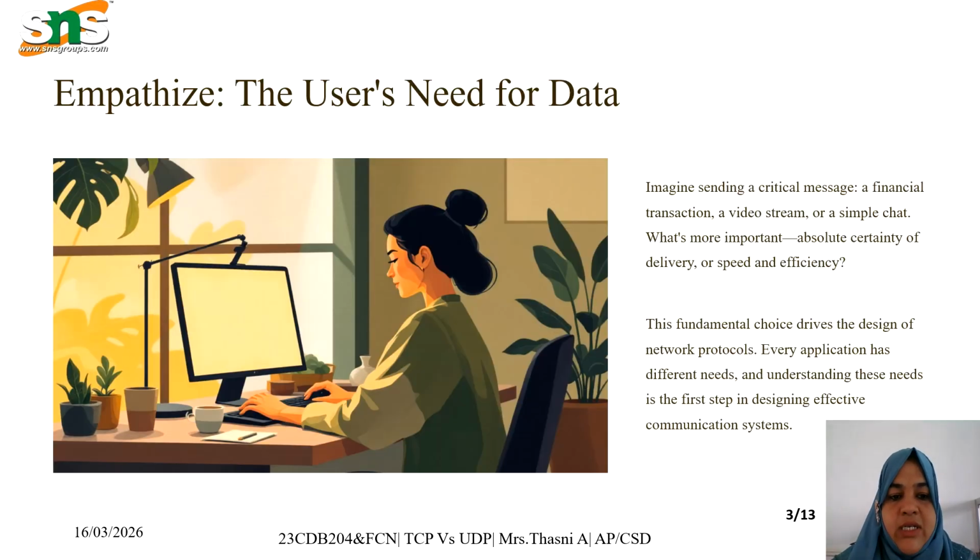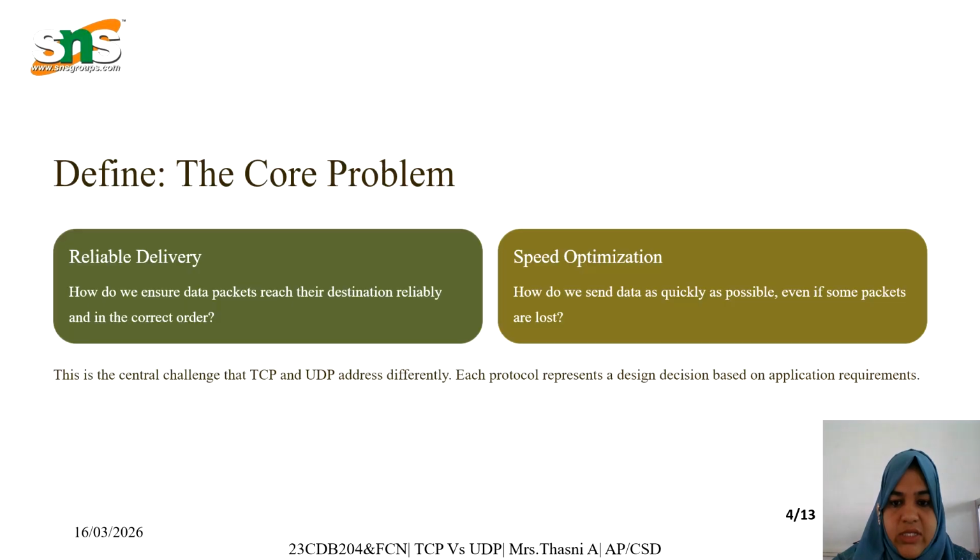The first stage is empathizing with users' need for data. Imagine sending a critical message, which is a financial transaction, or a video stream, or a simple chat. What's more important? Here, is it absolute certainty of delivery, or speed and efficiency? This fundamental choice drives the design of network protocols. Every application has different needs, and understanding the needs is the first step in designing effective communication.